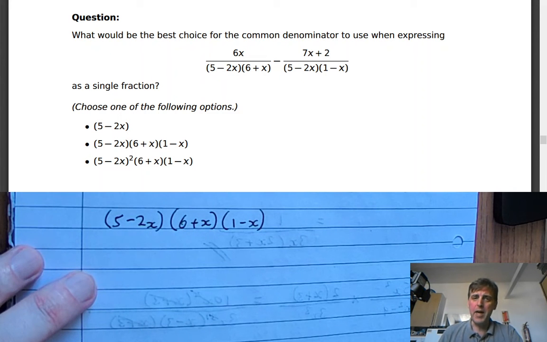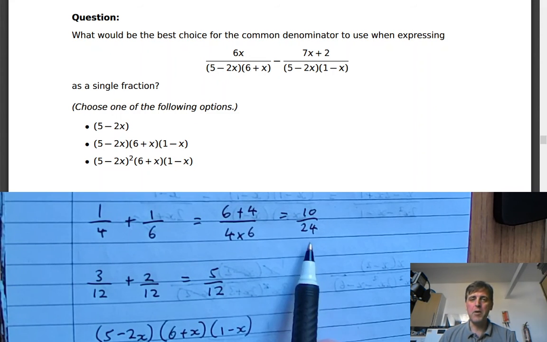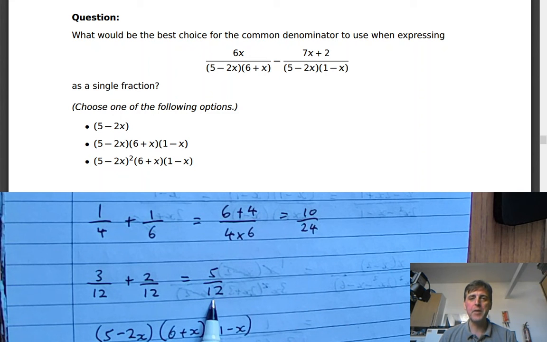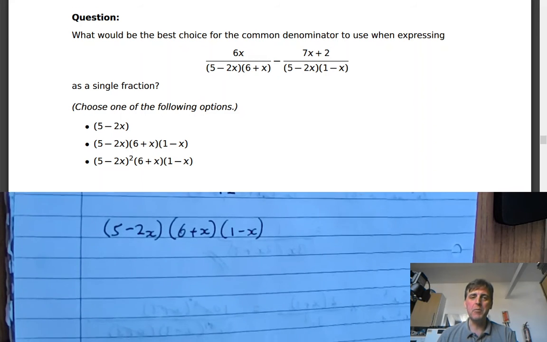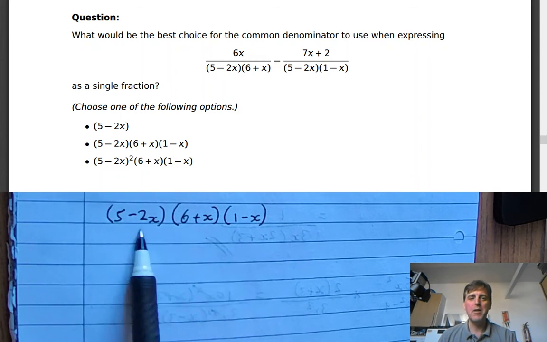The third option there, well, that would be what we would get when we just multiplied those two denominators together. But that's made things more complicated than they need to be, in the same way that making the 24 in our previous example was more complicated than it needed to be because we only needed 12. If the two denominators already share a factor, you do not need to put that factor in more than once. That's the key idea here. So this is the best choice.